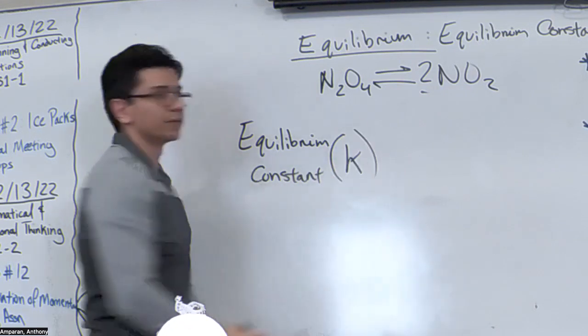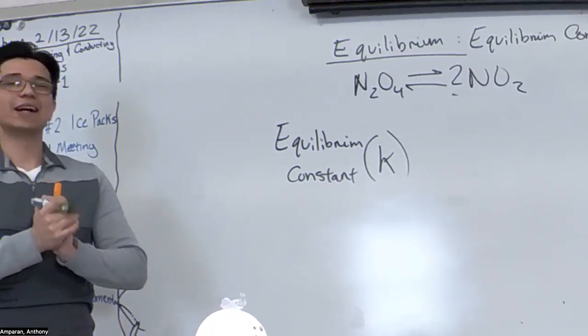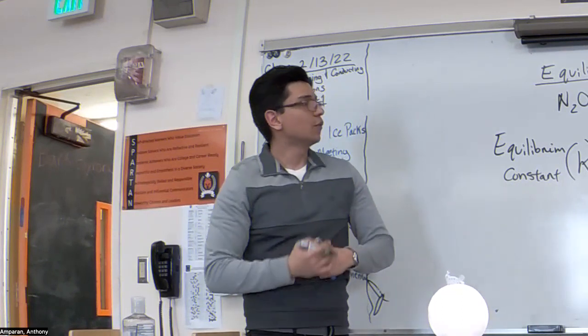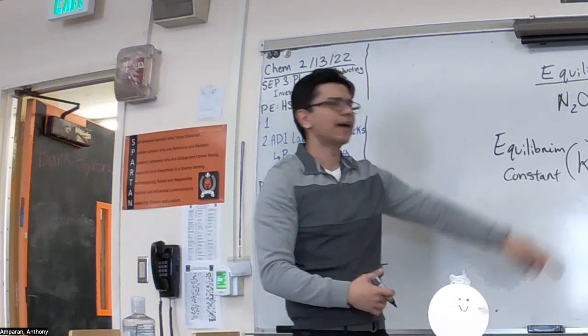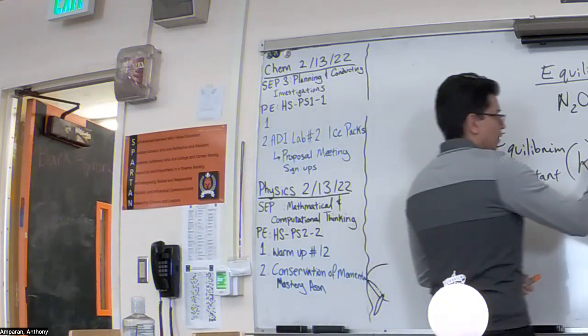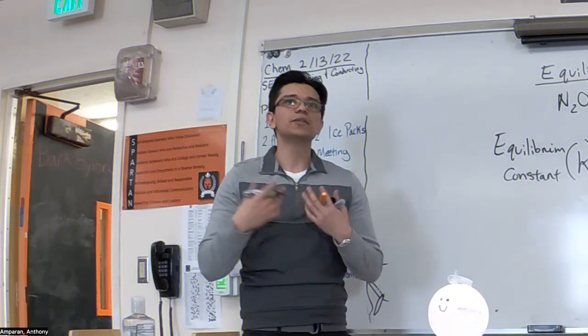And we use the letter K for that. So this is an equation we're going to be using a ton for the rest of the school year. Equilibrium, we use that letter K. When we get into acids and bases, those are equilibrium reactions, and you're going to see the same general idea come up.